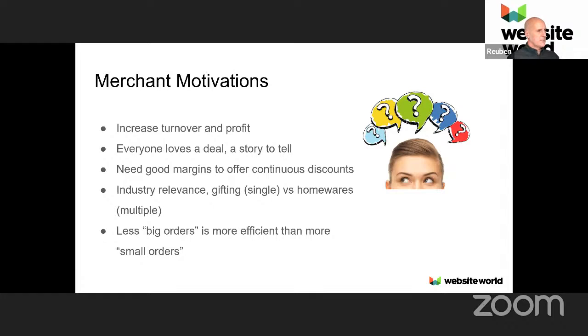We need to consider the industry relevance. When people are buying gifts, the customer purchasing the gift typically only wants to buy one item, and that item will be sent to a different address, versus homewares. People might be more encouraged to buy multiple products if it's going to help them get an overall lower price or some sort of discount or free shipping. And also from a business point of view, putting through fewer big orders is more efficient than more small orders. So we're trying to encourage our customers to buy more at once, so that the handling costs are much reduced.